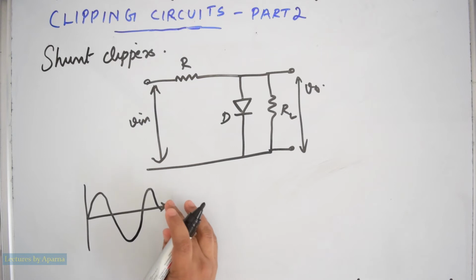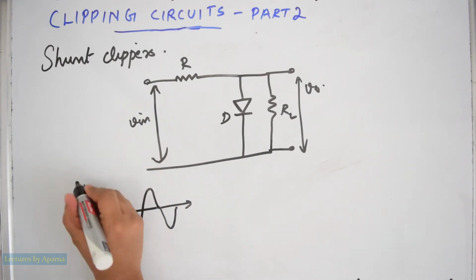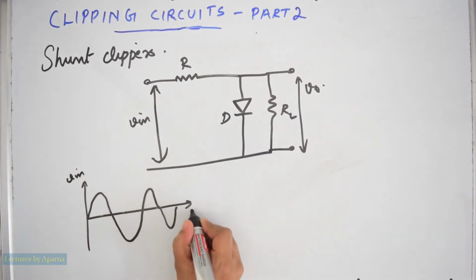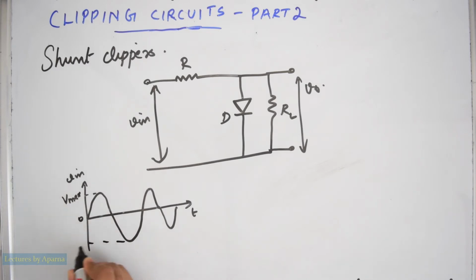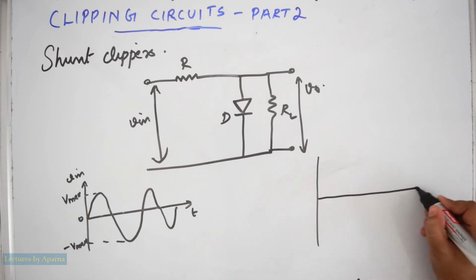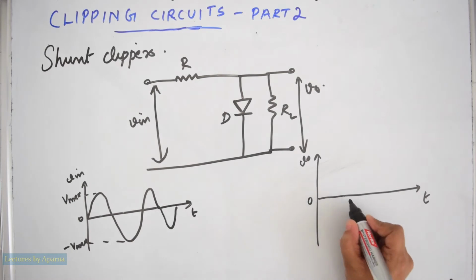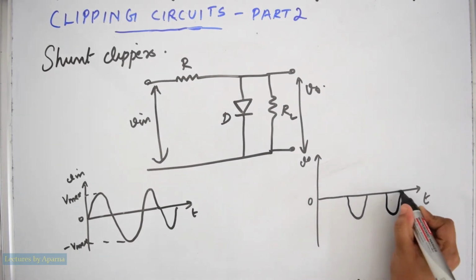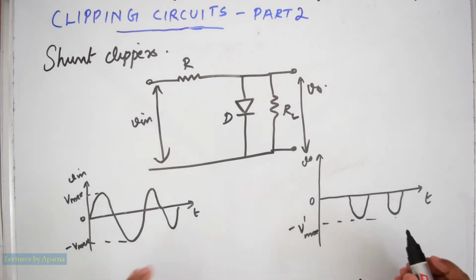The input wave is like this: V in versus t. This is V max, 0, minus V max, and the output will be like this. This is V0. This voltage will be minus V dash max. I'll explain what this means. So this is how it will look.